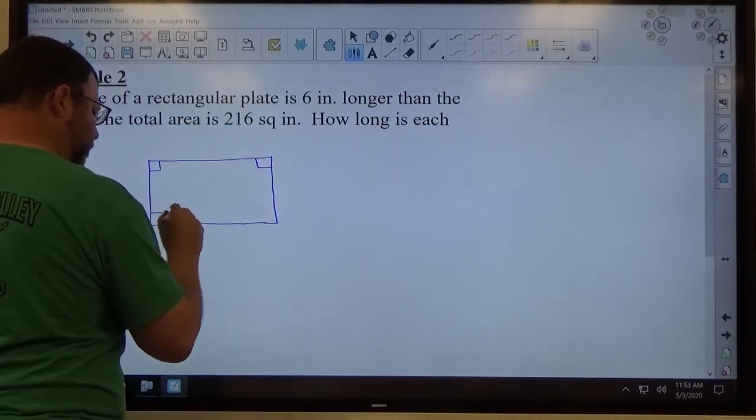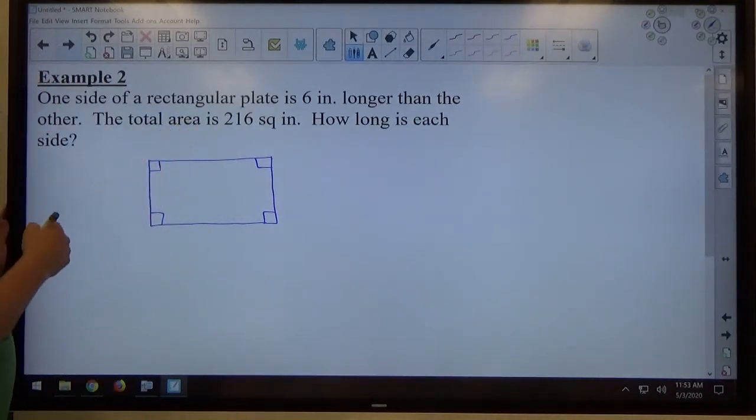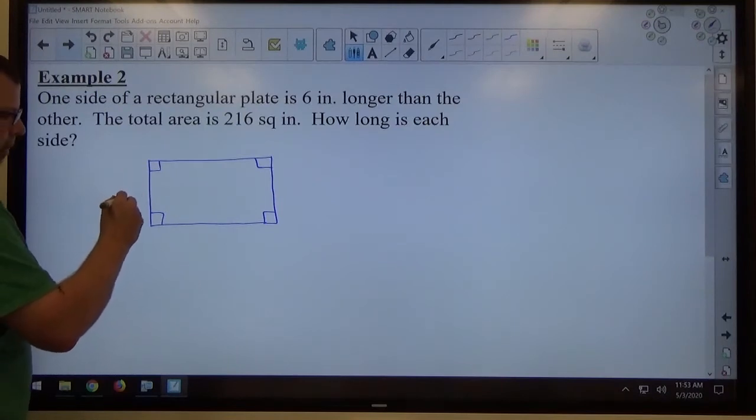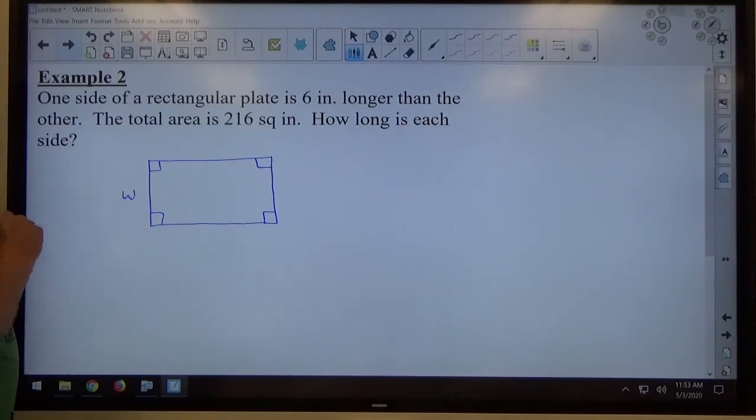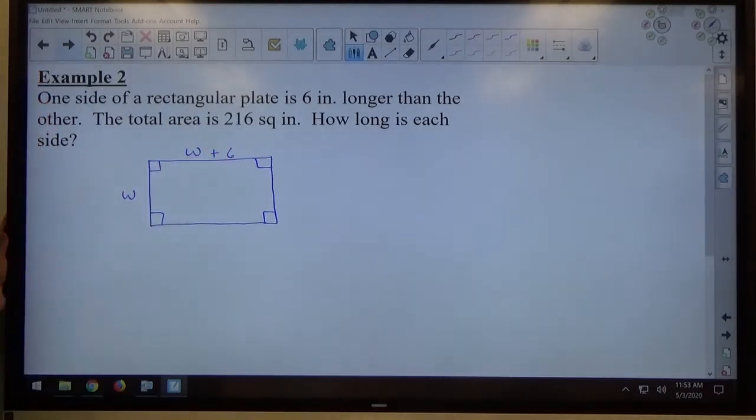Again, it's a rectangle, so we have 4 right angles. Length times width is the area formula. One side is 6 inches longer than the other side. So again, if I let this side be some length, I'm going to call it W. This is 6 inches longer. Longer is an addition statement, so W plus 6. So if this is 3, 3 plus 6 is 9. If this is 10, 10 plus 6 is 16. So it's just a real simple structure there.